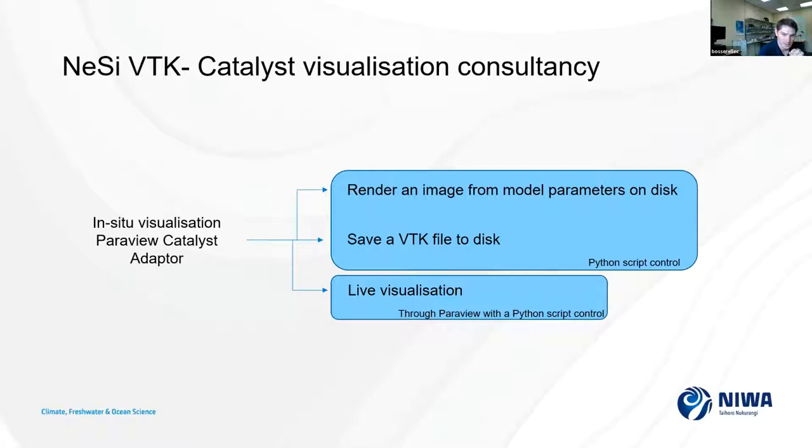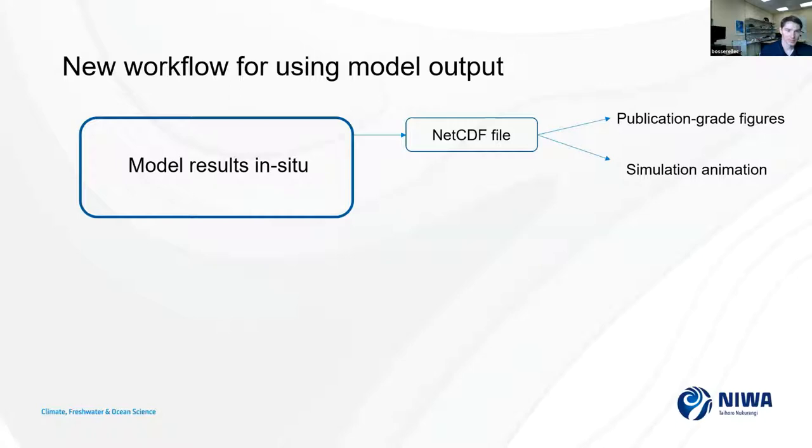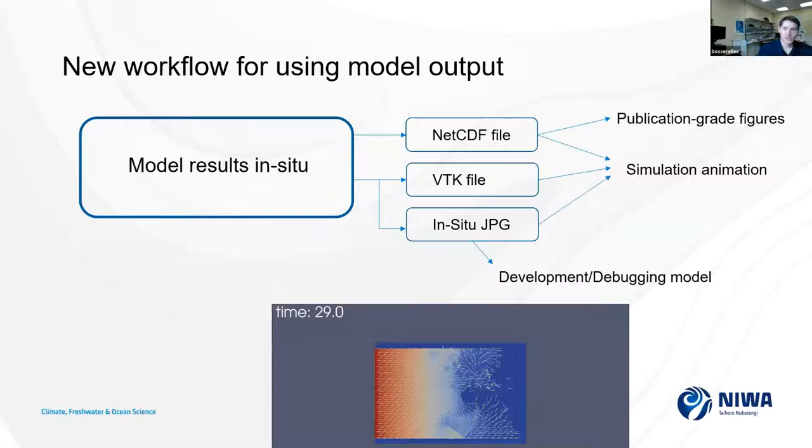And really, this is the point of all this: it changed the workflow that I normally work with the model. Normally, it would go like this. I would just run a model, save on the disk as a NetCDF file, and then go through a bunch of software that produces nice figures and nice animation that you saw earlier. Where now I'm able to save VTK files if I want to, which is actually quite useful, even if it creates thousands of files, because that allows me to play and learn a bit more to use ParaView. And then I can actually force the model with a Python script that uses the same rendering scripts as ParaView, and that actually produces in situ JPEGs.